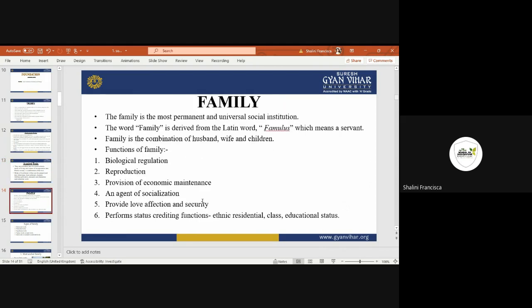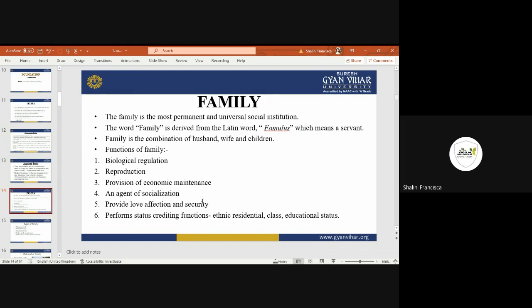Now we move on to our third category that constitutes a social institution, which is the family. As we all belong to families, what does a family mean? How does this family become a social institution, how is it continuing, and how is it changing now? The family is the most permanent and universal social institution. It cannot be changed. Everybody belongs to a family.